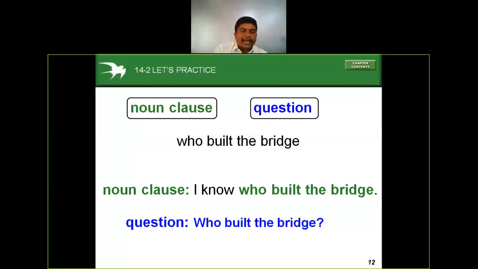Which is the question here? The question is: who built the bridge? Am I right? See, this is the question. Already explained in your previous classes, there are two types of questions. Can anyone tell me? The first one is the WH question and the other is the yes or no question. These are all called WH questions.